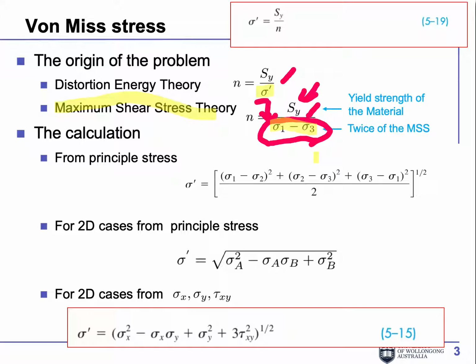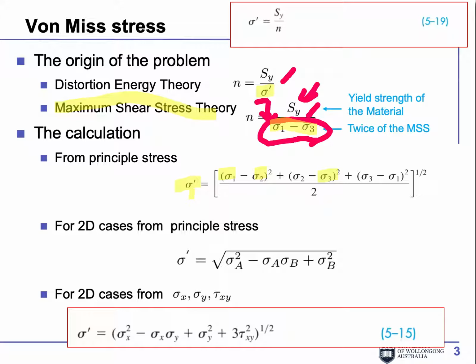So the calculation part, for the general case, the von Mises stress is coming from the principal stresses, sigma 1, sigma 2, sigma 3. These are the principal stresses. We mentioned before, in three-dimensional space, you always have three normal stresses and three shear stresses. But you can rotate the coordinates to get rid of all the shear stress and only have the normal stress. We call those normal stresses the principal stresses.